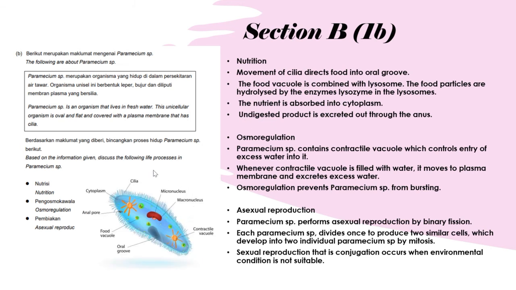Let's take a look at the paramecium here. This is referred to as the cilia of the paramecium, the hairy structures here, which we call cilia. So what is the function of the cilia? For movement and also to direct the food into the oral groove. The oral groove is like a mouth here, alright? So the movement of the cilia directs food into the oral groove.